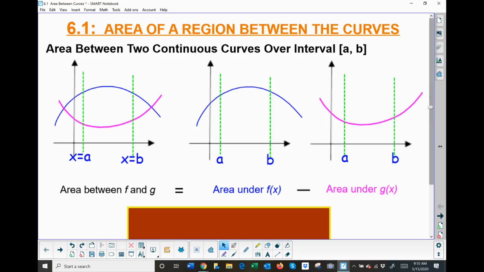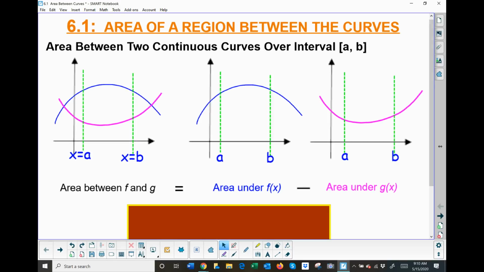Welcome to section 6.1. Let's do the notes on day 1 where we're looking at area between the curves. So when you look at this, what we're after is maybe just shade in the regions we're interested in. I want to find out the area between the blue curve and the pink curve. And how would you go about doing that?